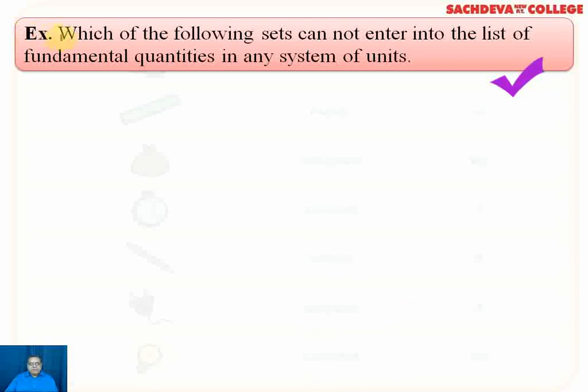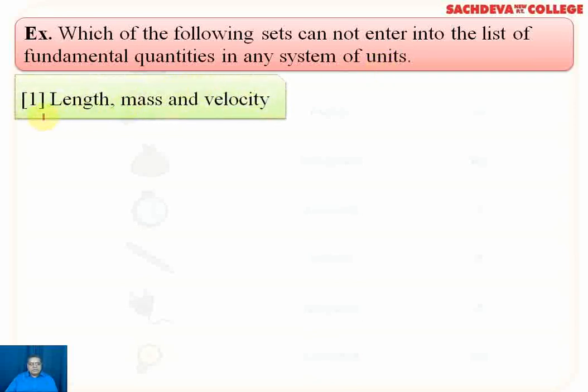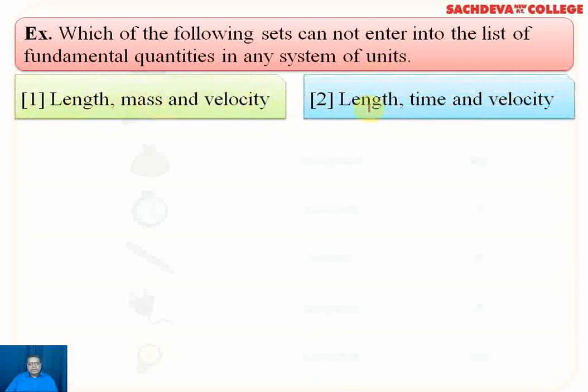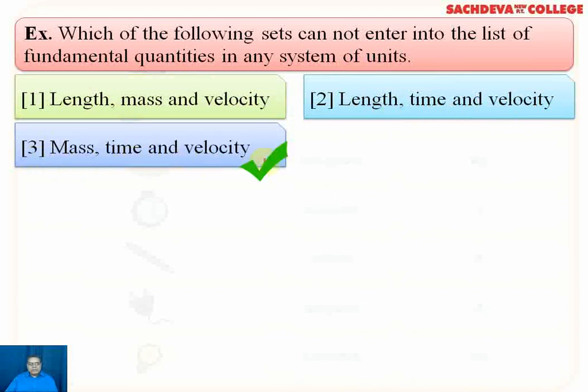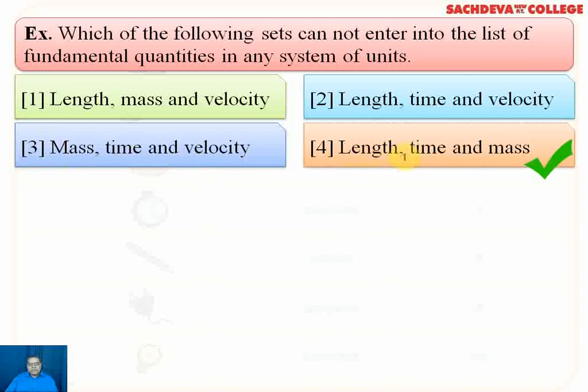Now, which of the following sets cannot enter into the list of fundamental quantities in any system of units? The systems of units, as I have explained, are CGS units, FPS units, and MKS units. So these are basic units. The options are: length, mass, and velocity; length, time, and velocity; mass, time, and velocity; and the fourth is length, time, and mass.